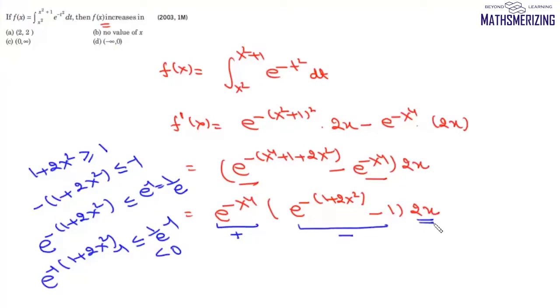So everything depends on x. So the critical point here is 0. Now rightmost, this is plus. So it will be plus, minus, plus. So it will be minus, and then before 0, it will be plus. So this function increases in minus infinity to 0, and that's your option D.